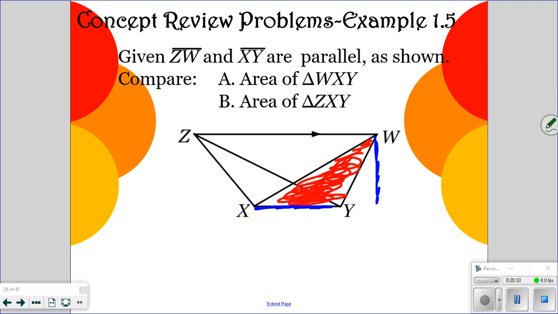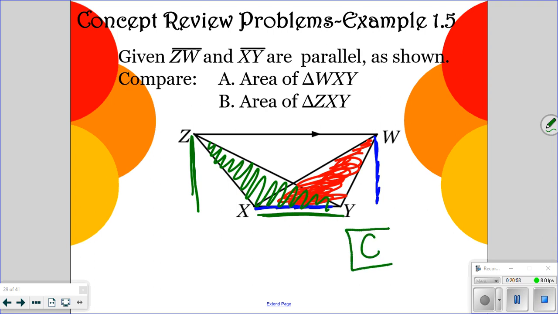Okay, and then if you're looking for the area of ZXY, that's this triangle here. And so the base is also XY and the height is from Z down to here. So the areas of these are actually congruent. They're the same because they have the same base, and the height is the same because the height is the distance between these two parallel lines. So your answer here would be C because the areas are the same. Okay? So that's how you can do your concept review problems.